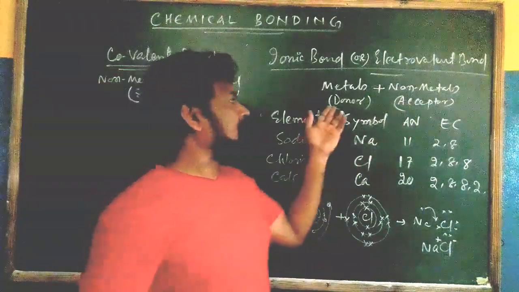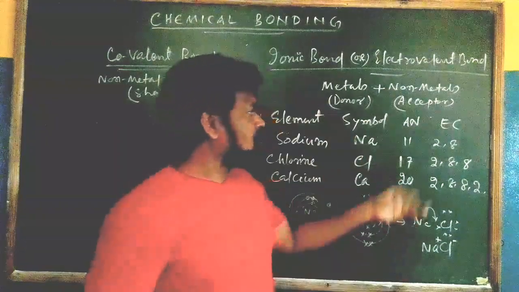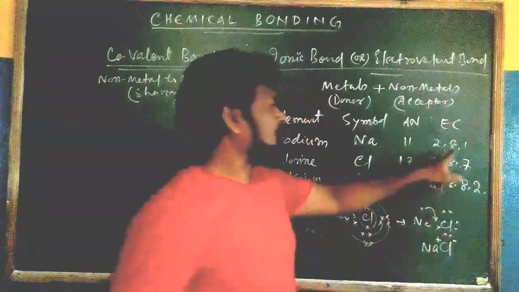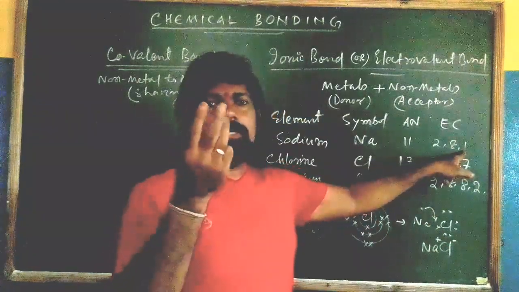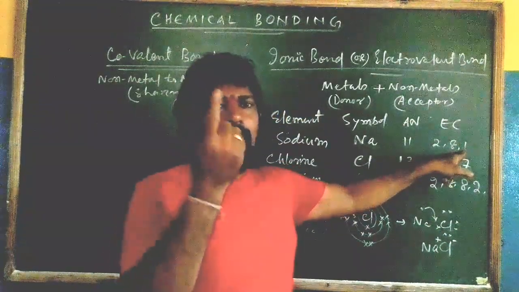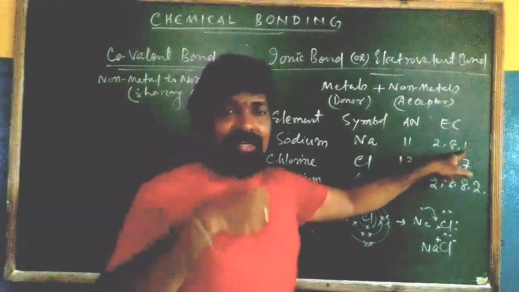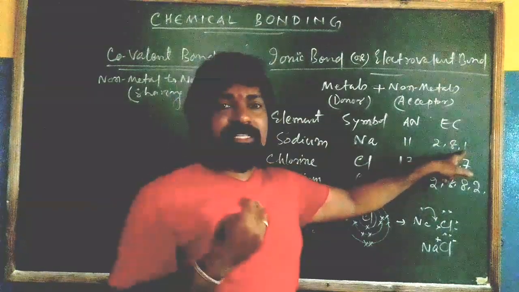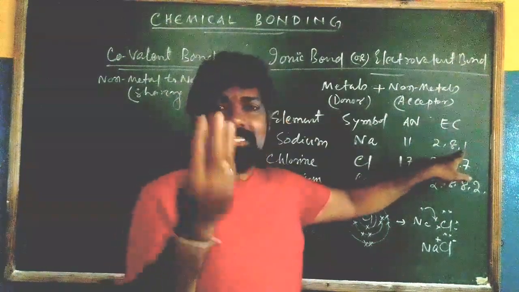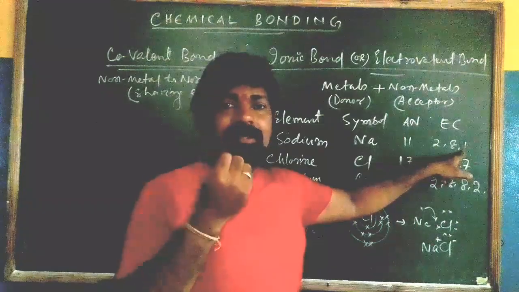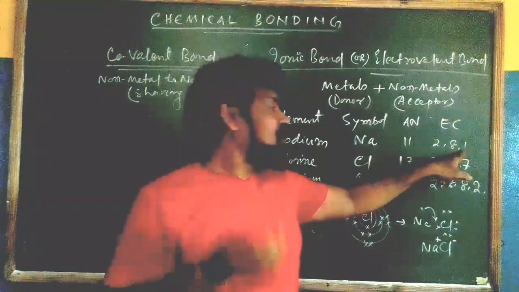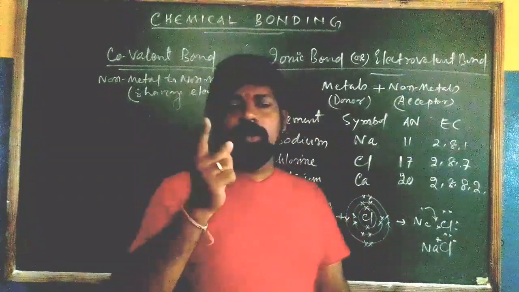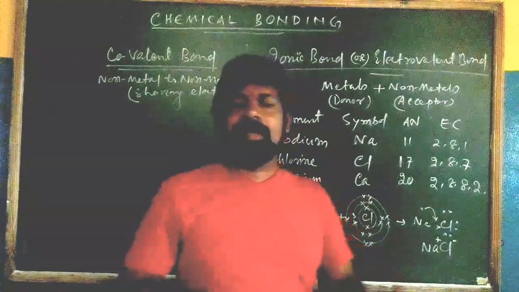A question may be asked: why are metals donors? Metals are donors because they have in their outermost orbit either 1 electron, 2 electrons or 3 electrons. So if it is 1, it is easy to donate 1 rather than accept 7. If 2, it is easy to donate 2 rather than accept 6 to make 8. If 3, it is easy to donate 3 rather than accept 5 more. That's why the elements which have 1, 2 or 3 electrons in their outermost orbit will donate, and they are called metals.